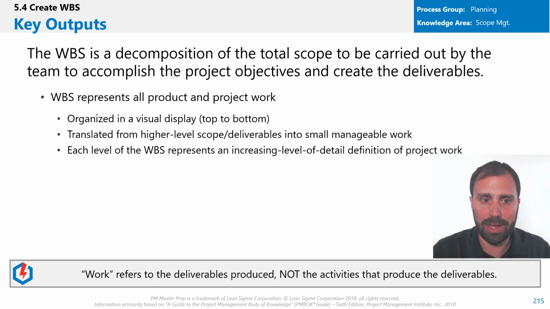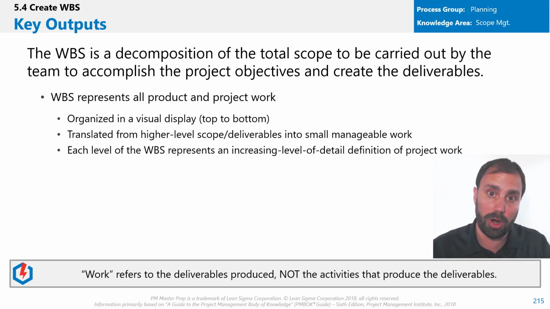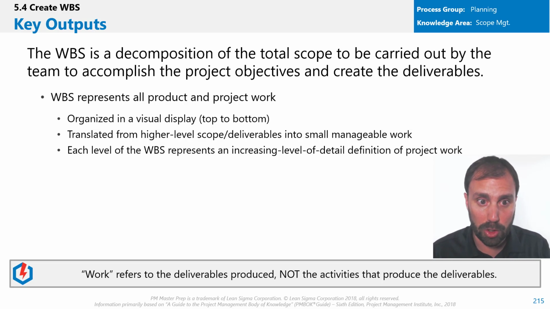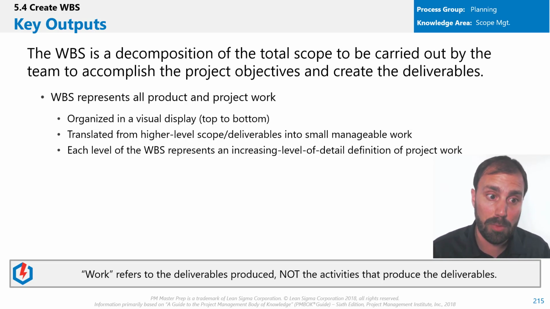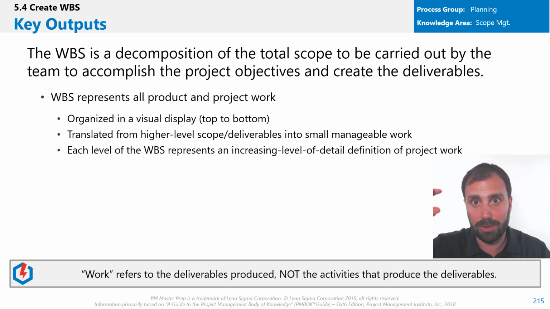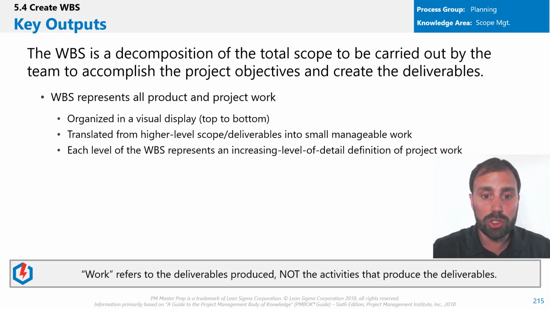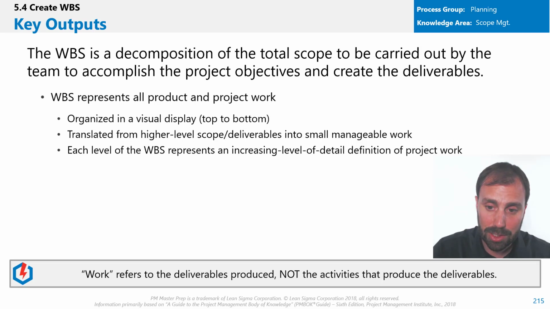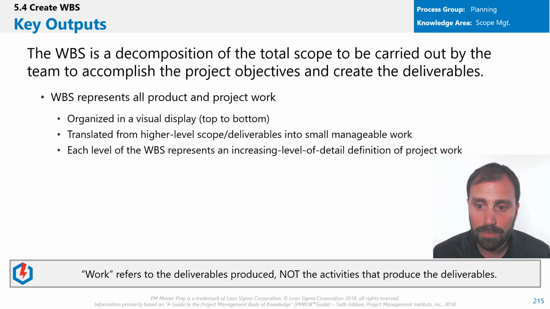All right, so back to the WBS now. The WBS represents all the product and all the project work. And we just talked about work, right? Work refers to the deliverables produced. So all the deliverables that we're going to produce are in the WBS. And it's organized visually, top down, right? We said it looks like a hierarchy in your company, from the president down to the guy that works in the mailroom. So it translates the high level scope or deliverables into smaller, more manageable work. It takes these high level things that we're going to do and gets into small manageable work. That really makes sense, right? And each level of the WBS represents an increasing level of detail of project work. As you go further, it's more detail oriented.